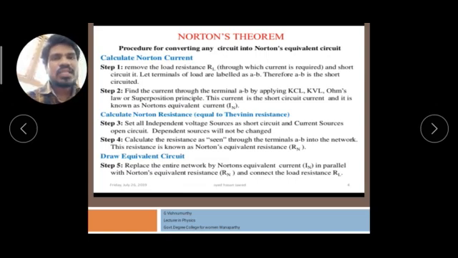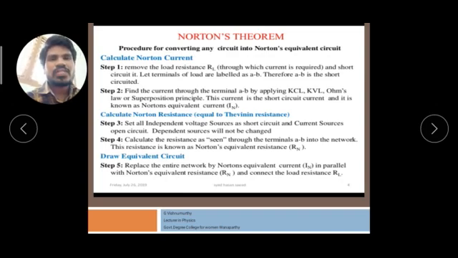Step 2: find the current through the terminal AB by applying KCL or KVL, Ohm's law, or the superposition principle. This current is the short circuit current, and it is known as the Norton equivalent current, that is IN. After we calculate IN, then we calculate the Norton's resistance, which is equal to the Thevenin resistance. Step 3: set all independent voltage sources as short circuit and current sources as open circuit. Dependent sources will not be changed.